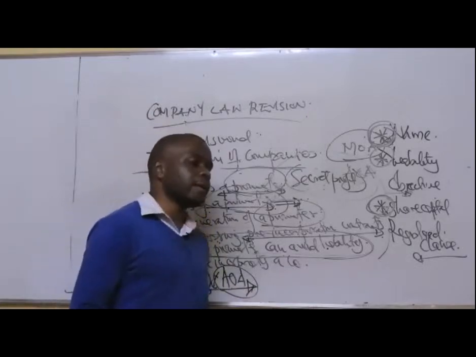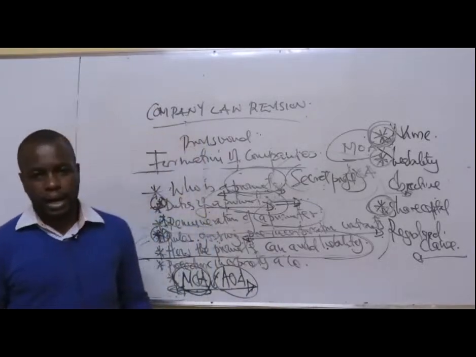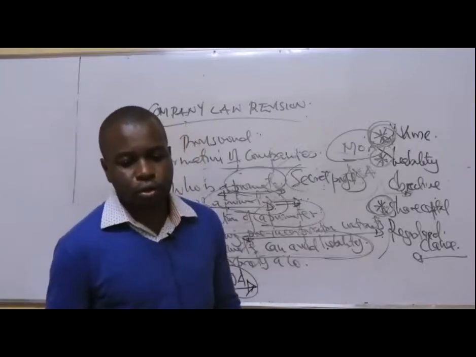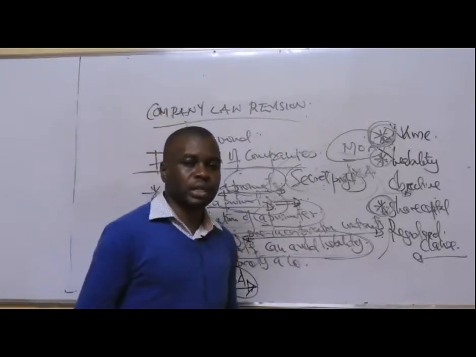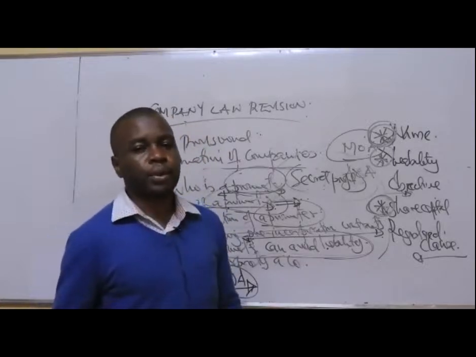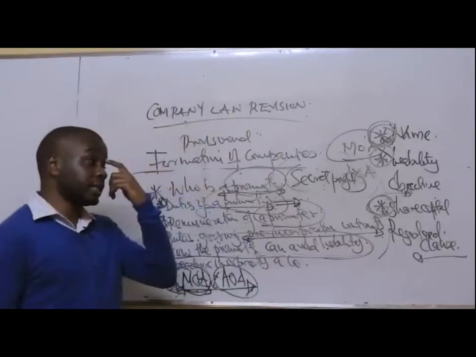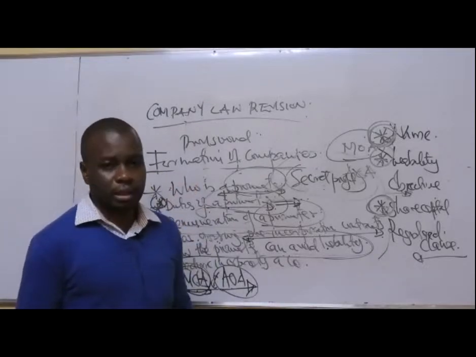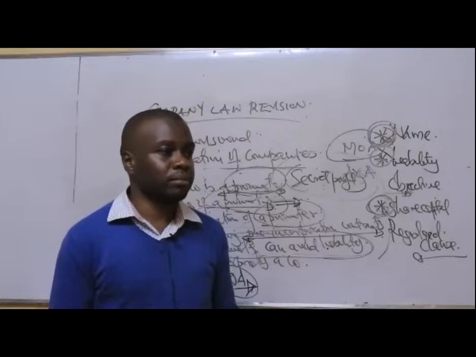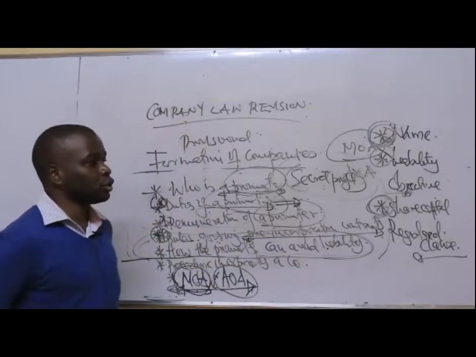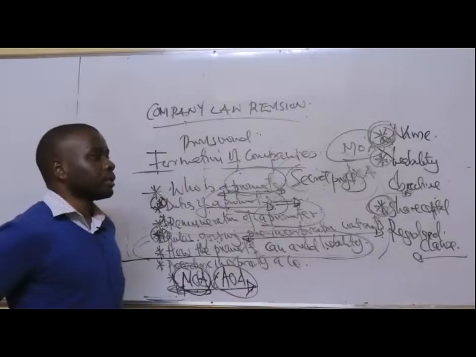We call it passing off action. Passing off action is simply where someone goes to the court, brings a complaint or sues the company that is using a name that is too similar to theirs. They end up winning the case. The court can give an order or declare that the company changes its name, and the company changes its name. So those are some of the circumstances that can make the company change its name.